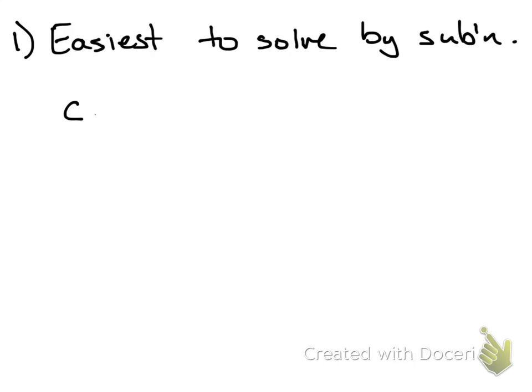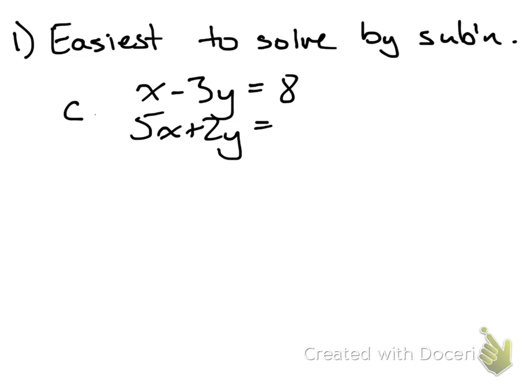Alright, so these are going to be the solutions to your quiz. And the first question was, which one of these systems is the easiest to solve by substitution? And if we look, C was the right answer, and that's because C has that x right there, which is very easy to isolate. Okay?